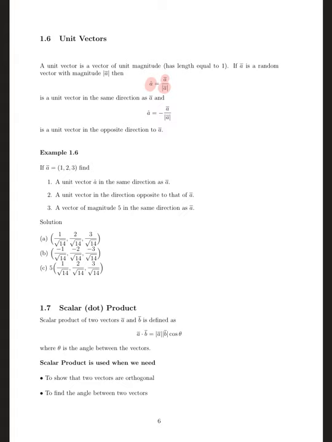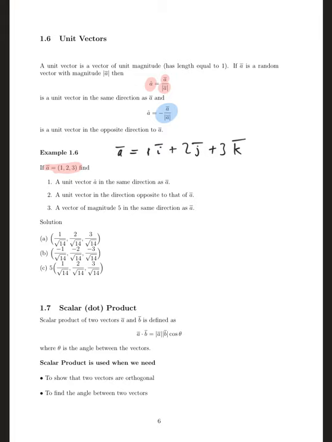We could also define a unit vector in the opposite direction. And that would just be minus A divided by the magnitude of A. So let's do an example. Here we have A is equal to 1, 2, 3. What that means, this notation A equals 1, 2, 3, in terms of unit vectors, is that A is equal to 1 times i plus 2 times j plus 3 times k. That's what that 1, 2, 3 in brackets notation means.